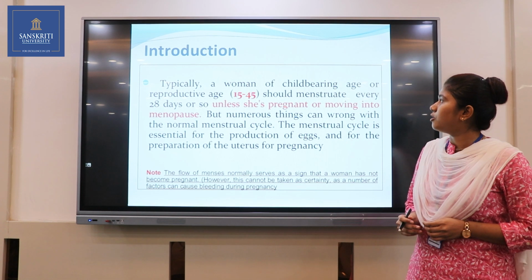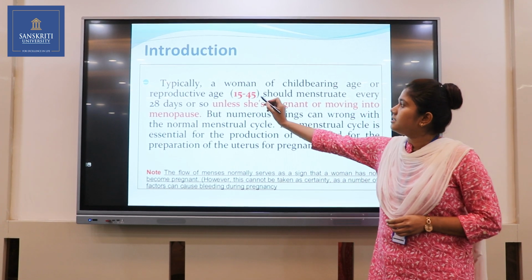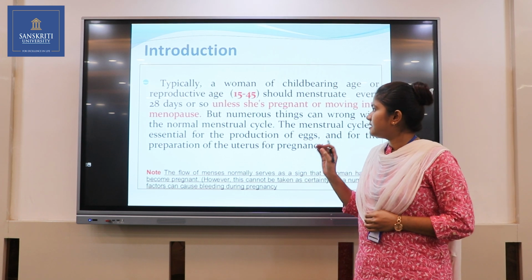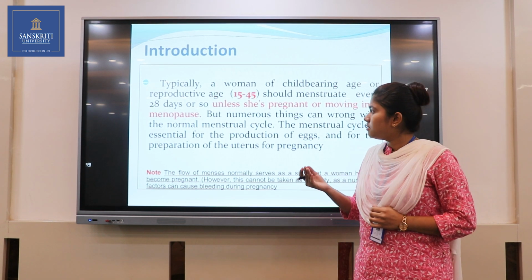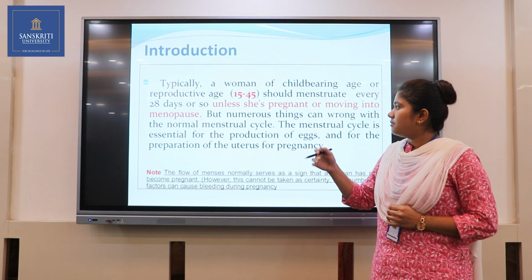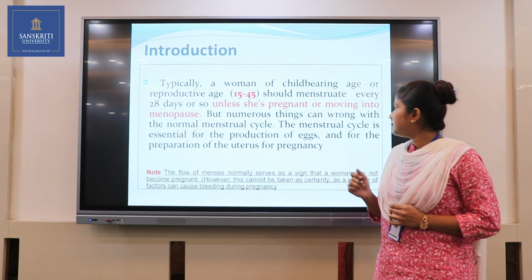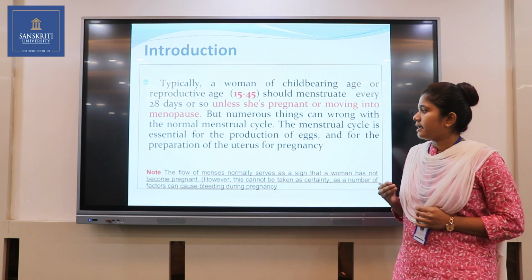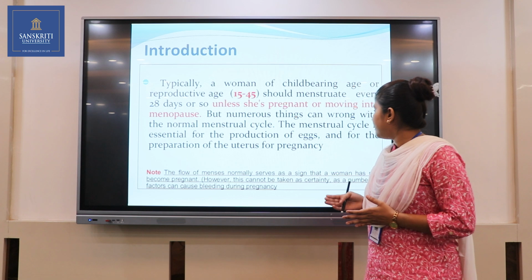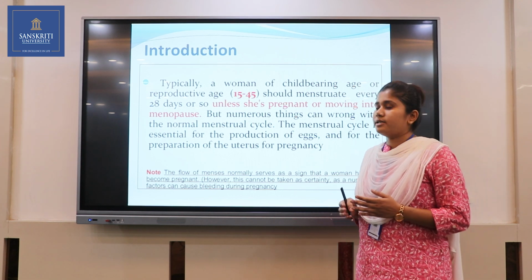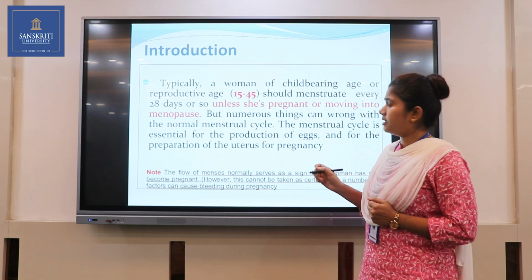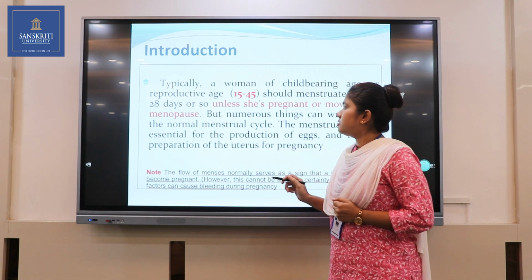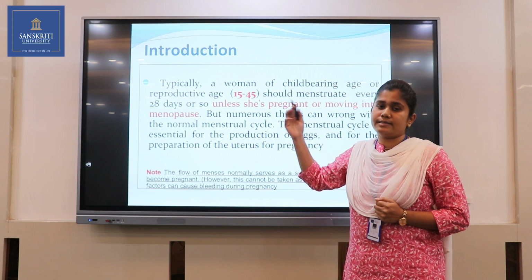Typically, a woman of childbearing age, that is 15 to 45 years, should menstruate every 28 days unless she is pregnant or moving to menopause. We will discuss menopause later, but numerous things can go wrong with a normal menstrual cycle. The menstrual cycle is essential for the production of the egg and for the preparation of the uterus for pregnancy. Menopause means the permanent cessation of the menstrual cycle. So this is the introduction.